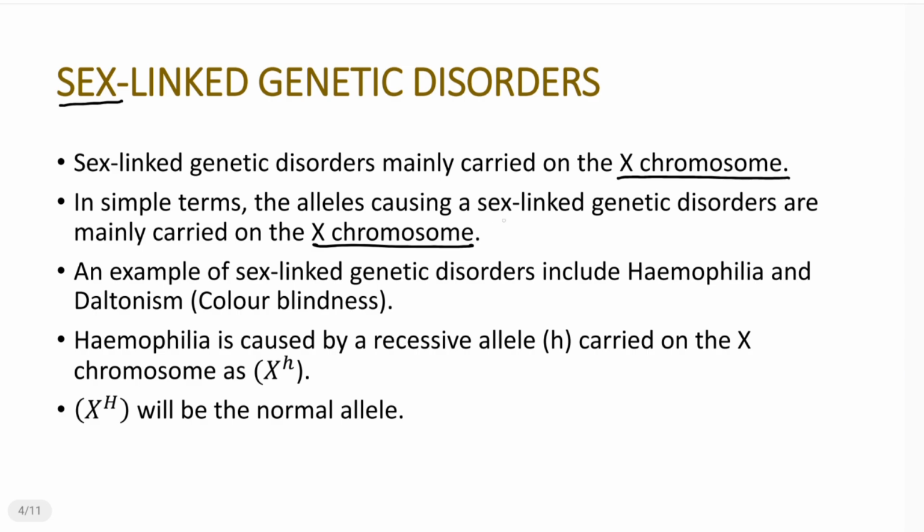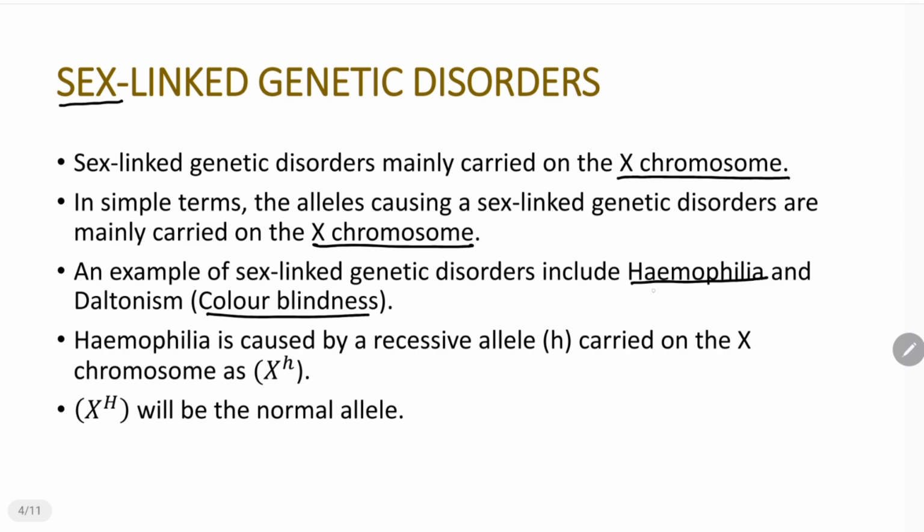Now, with these disorders that are caused by alleles carried on the X chromosome, there are 2 that we need to know by heart. And this is what we call hemophilia and color blindness. We've got these 2 disorders. Disorder number 1, we call it hemophilia, and disorder number 2, we call it color blindness.